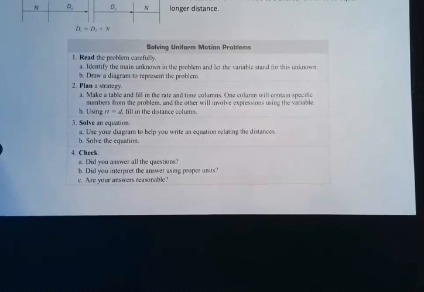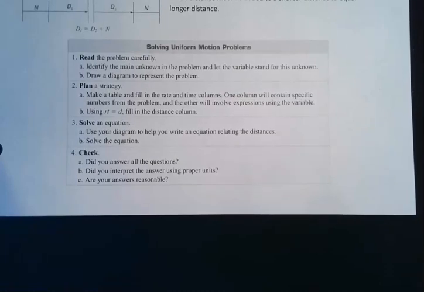First, we need to read the problem carefully. Identify the main unknown in the problem and let a variable stand for this unknown. That's what we've been working on for days, even this morning in first hour when we were going through some of the problems from homework. Then, draw a diagram to represent the problem. We're going to start doing that more today.